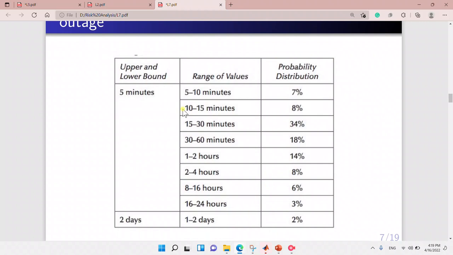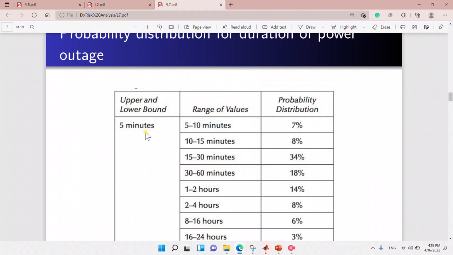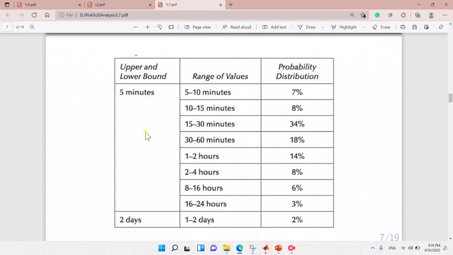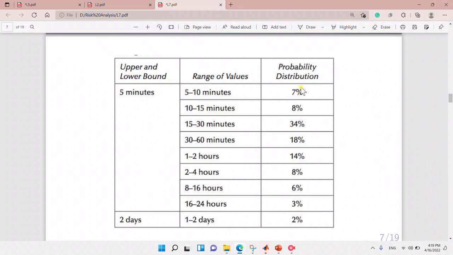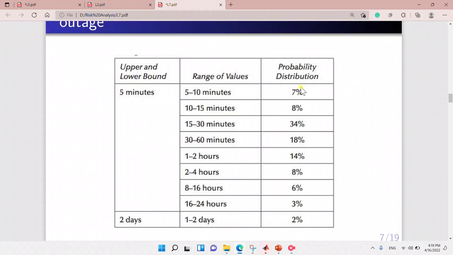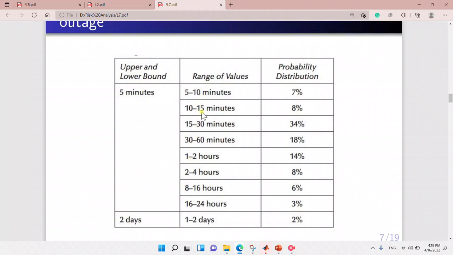يعني the probability that the power outage lasts for 5 minutes is 7%. اوكي احنا حدينا ال upper and lower bounds. يعني ال lower bound حتكون 5 minutes of power outage وال upper bound حتكون 2 days، وهاي كلهم ال in between.